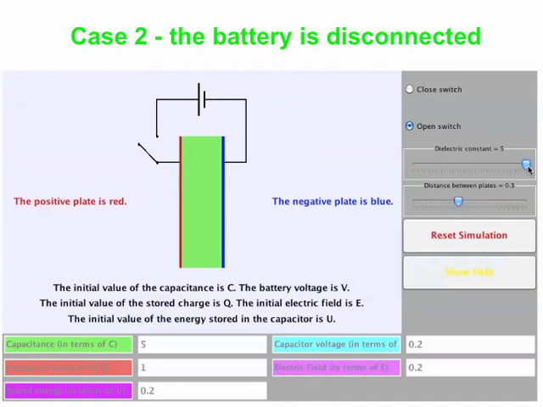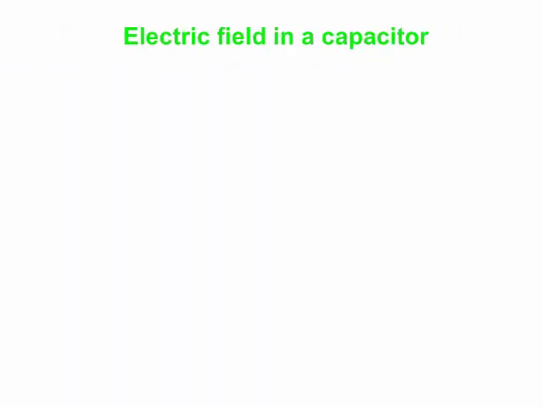Okay, but always think about whether the capacitor is connected to a battery or disconnected from the battery when you're considering questions about what happens when you change this or that. Either the capacitor voltage stays constant if the battery is still connected, or the charge stays constant if the battery is not connected. Okay, so let's talk about field. We saw some things going on with the field in our animations there.